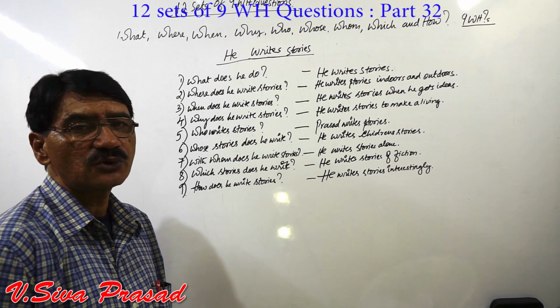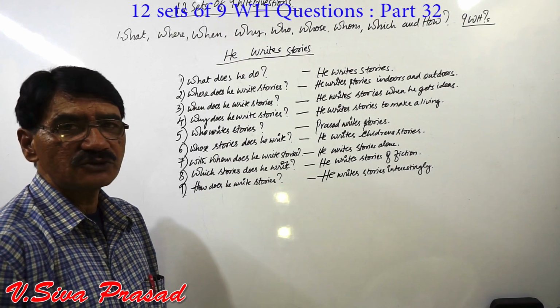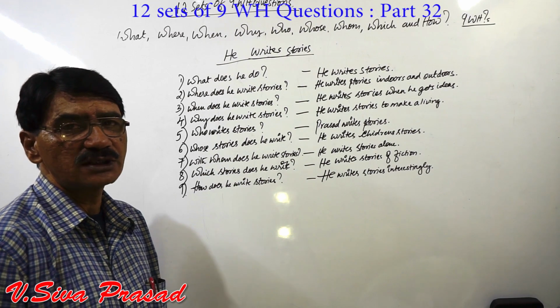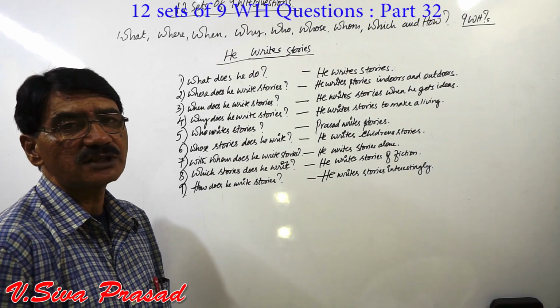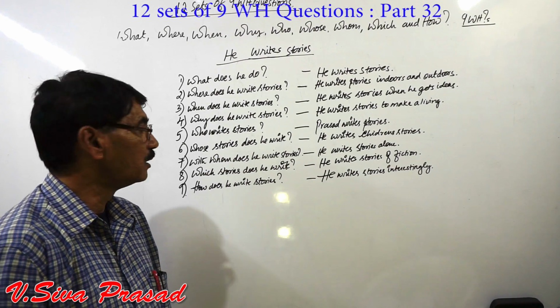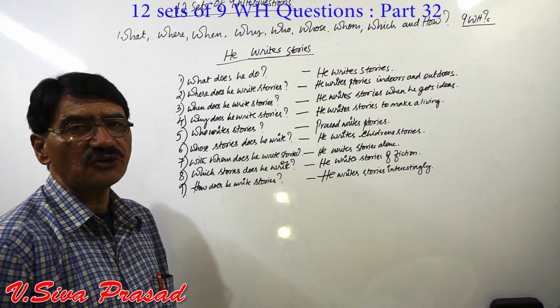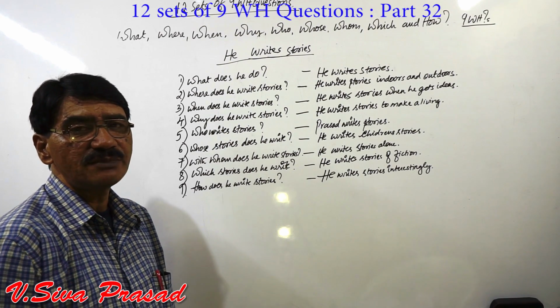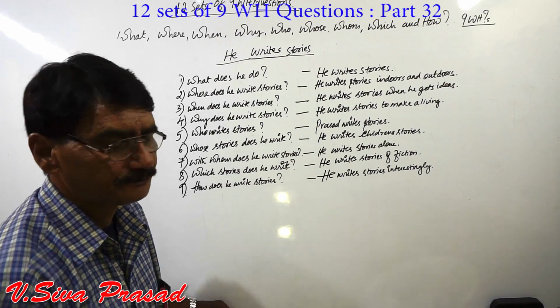Who had been writing stories? Prasad had been writing stories. Whose stories had he been writing? He had been writing children's stories. With whom had he been writing stories? He had been writing stories alone. Which stories had he been writing? He had been writing stories of fiction. How had he been writing stories? He had been writing stories interestingly.